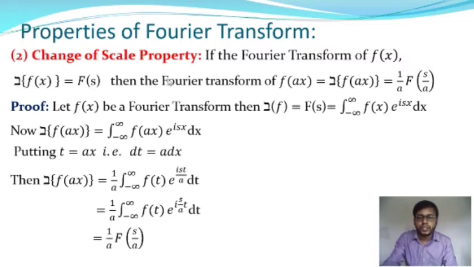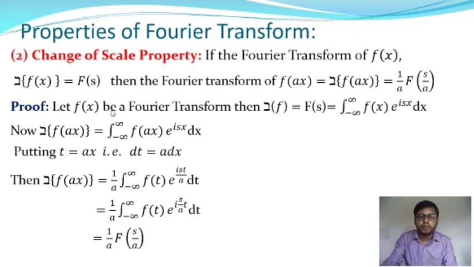Okay, this is the definition of the Fourier transformation. So here the function f of x has a Fourier transformation, then the Fourier transformation of f of ax, where a is a constant, is equal to zeta of f of ax, and this is equal to 1 by a into F of s by a, okay. This property is called the change of scale property. So here is the proof of the change of scale property.